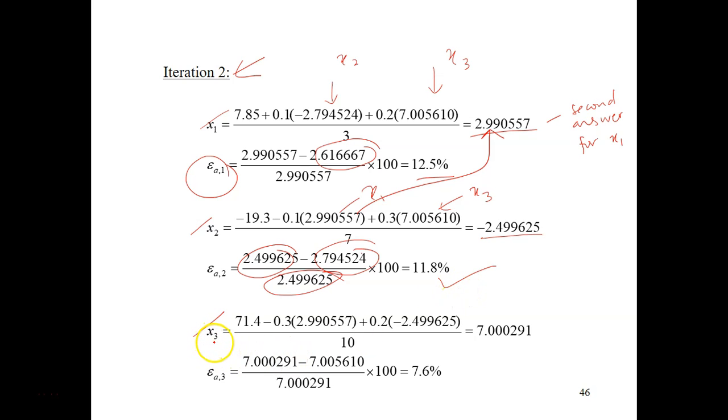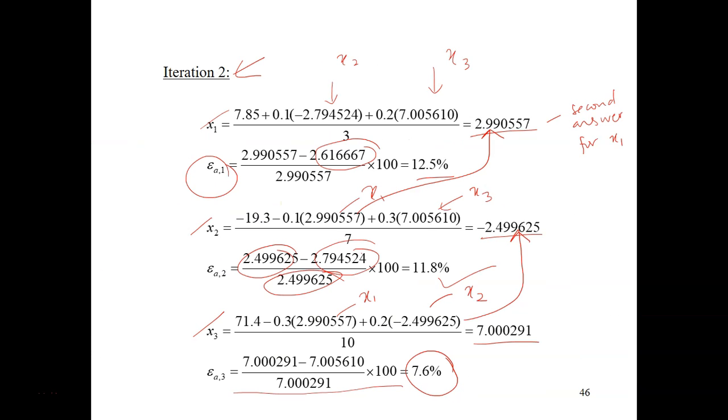And next is the calculation for your x3. Again, this is from the formula. This is x1 and this is x2. And you have to use the previously calculated answers. So this is from here and this one comes from here. Okay, so you will get this answer and you can calculate the EA, which is 7.6%.